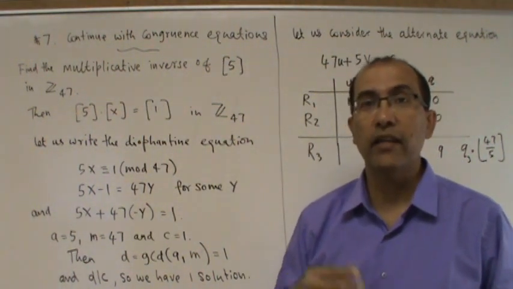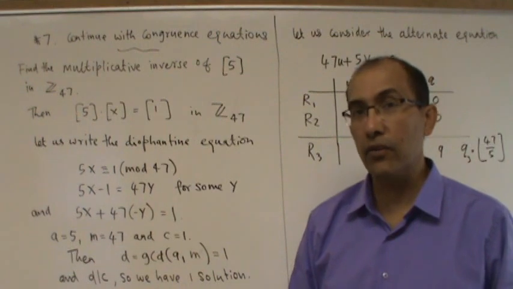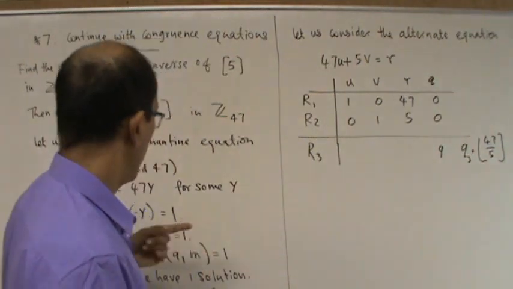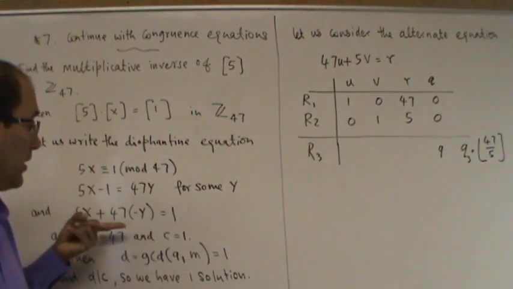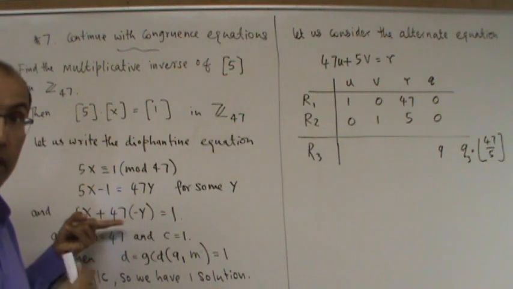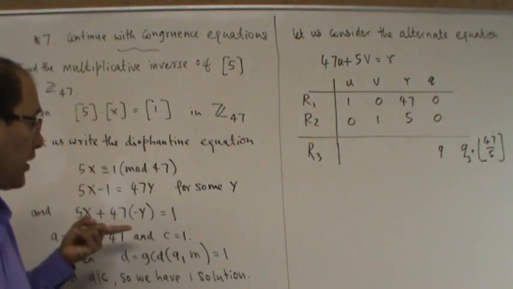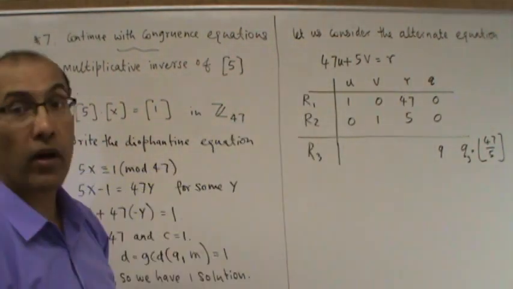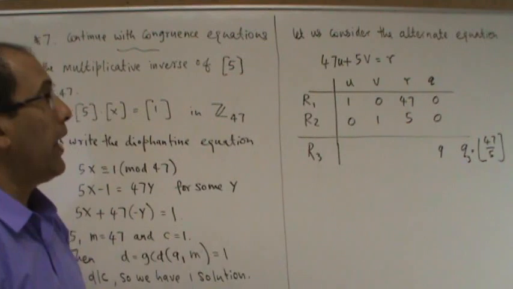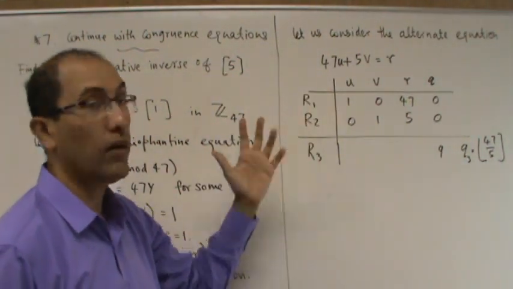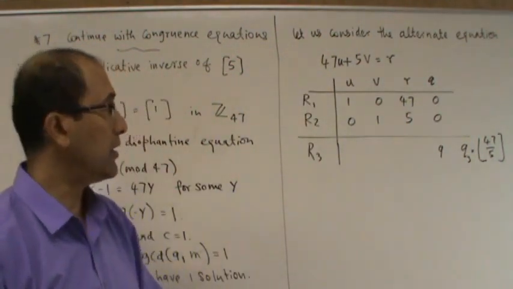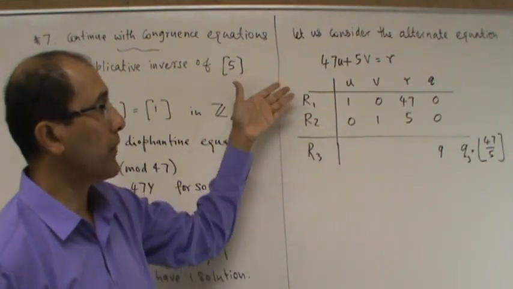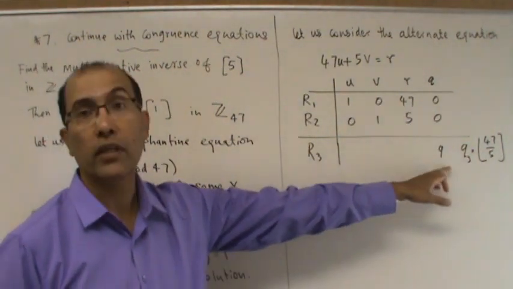So to find that, let's use the extended Euclid algorithm like what we did earlier. Instead of considering this equation, we will consider the alternate equation, because we want the larger number up front and I don't want any negatives. So I'm going to look at 47u plus 5v equals r. And then in our table of the extended Euclidean algorithm, the first two rows are always the same, r1 and r2.